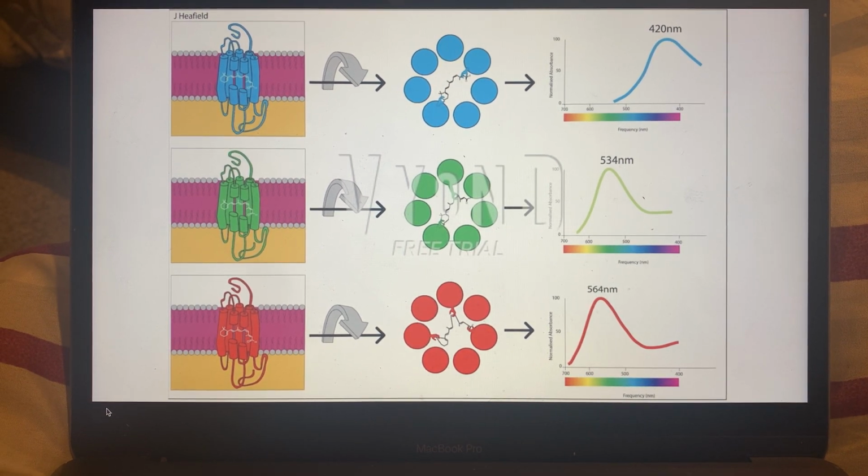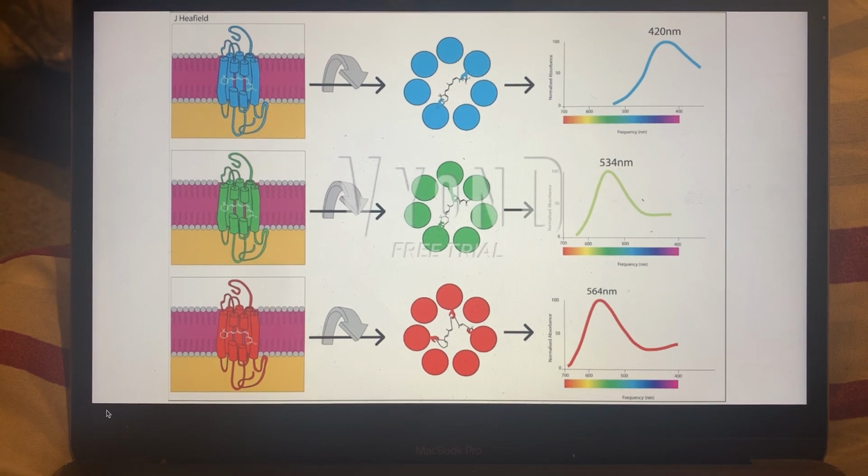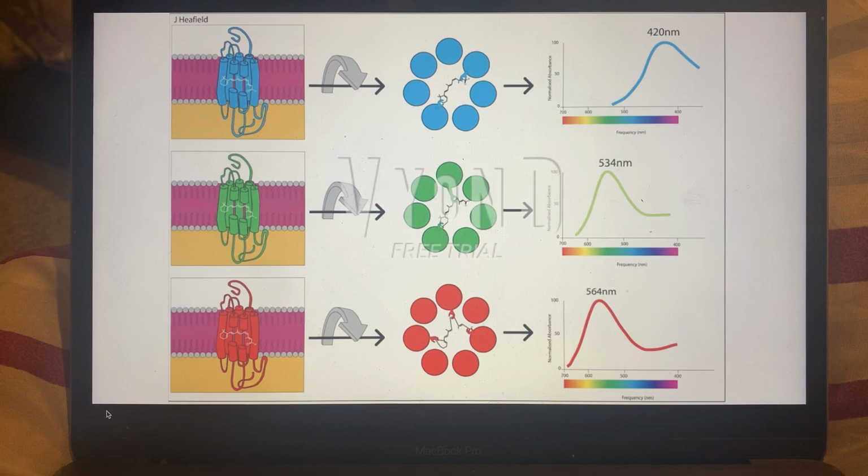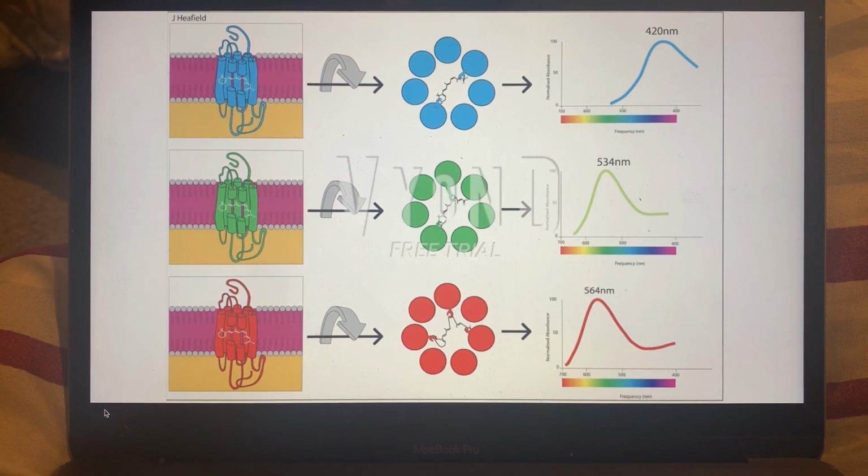This, again, was just an overview on color vision and how our brain registers different colors based on the activation of different opsins. Thank you.